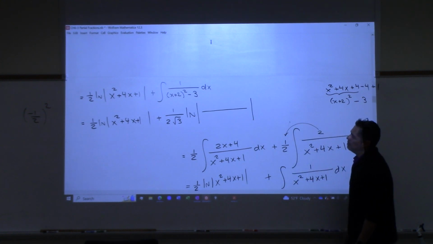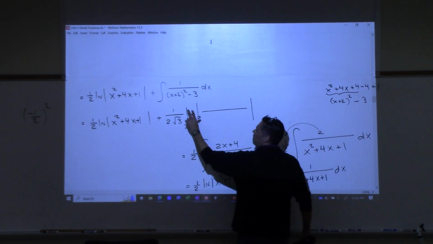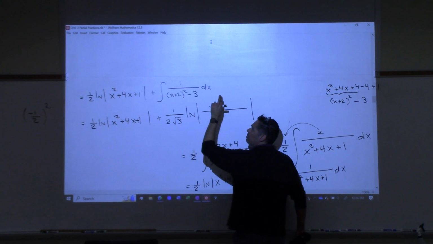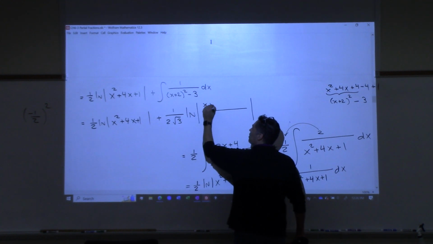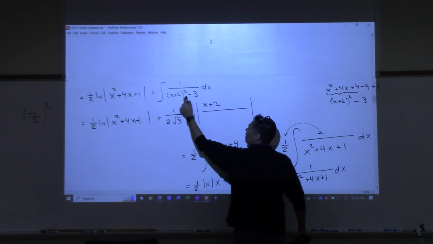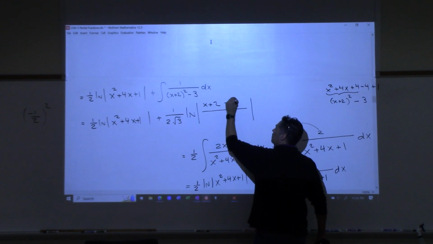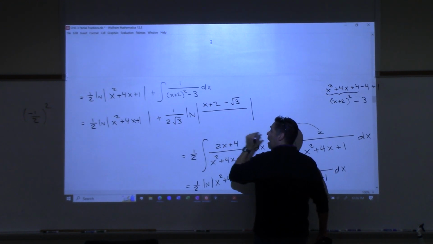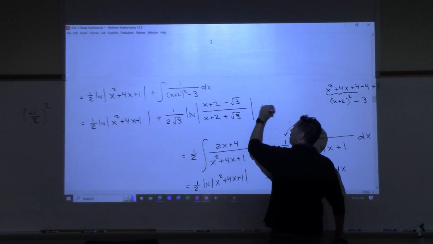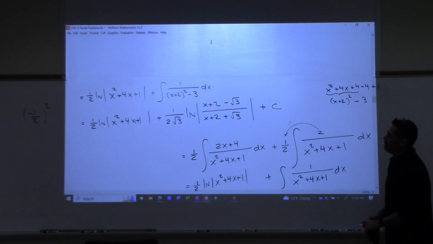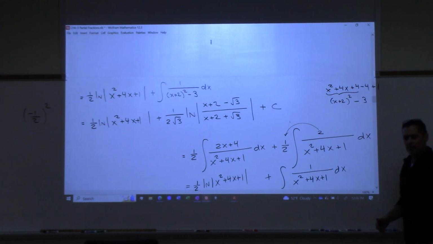x plus 2 minus root 3. In the formula, it's x minus a over x plus a. So x for us is actually the x plus 2. And then minus the a, root 3. And then the x plus 2, and then plus the root 3. Plus C. There we go. That's it. You're done.